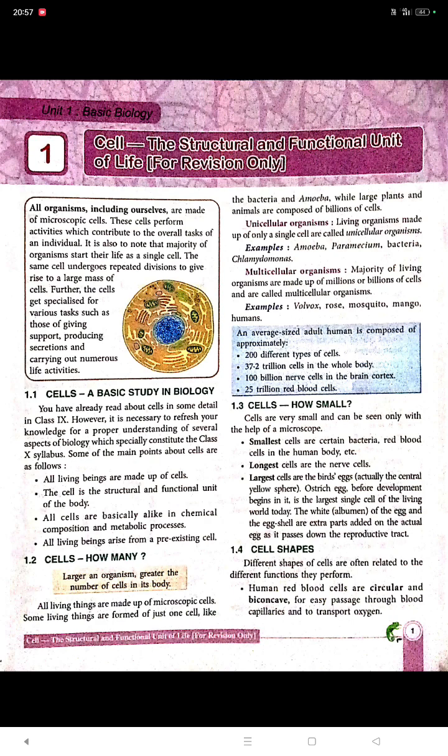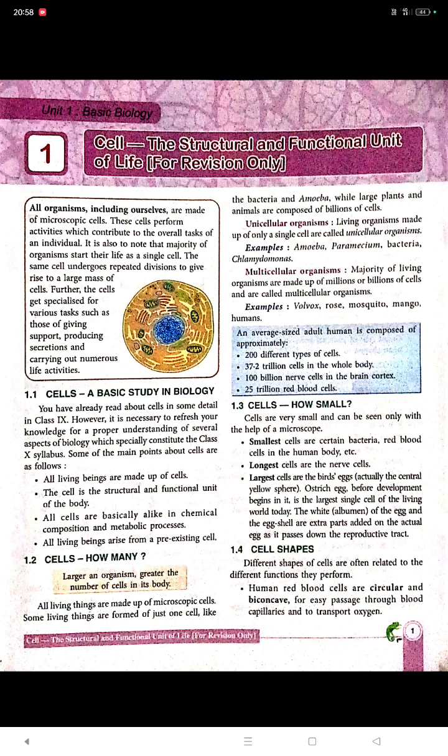Okay. Next, unicellular organisms. Living organisms made up of only a single cell are called unicellular organisms. The organism which is made up of only one cell is called unicellular, and more than one cell, multicellular. Examples of unicellular are amoeba, bacteria, and chlamydomonas. And a multicellular organism, as I have said, has more than one cell, meaning a larger number of cells. The examples are rose, mosquito, mango, humans.